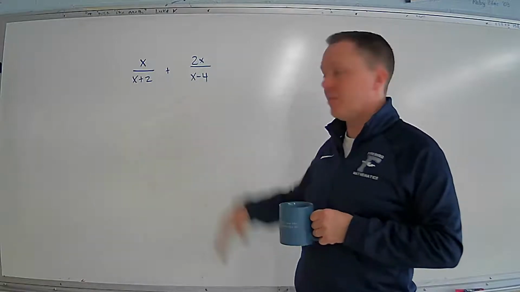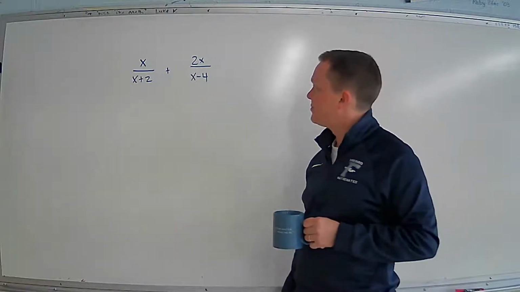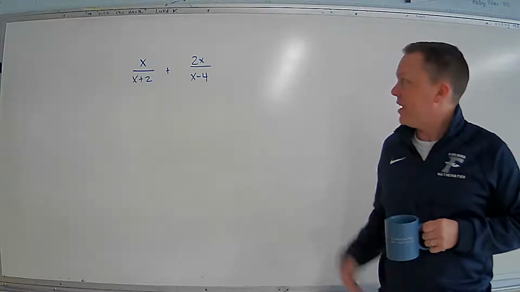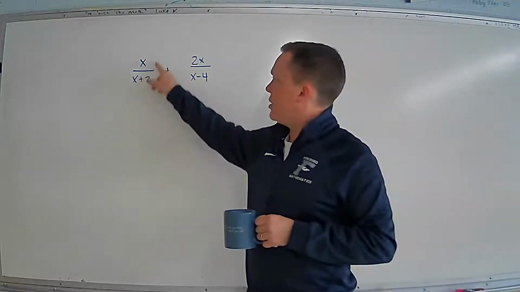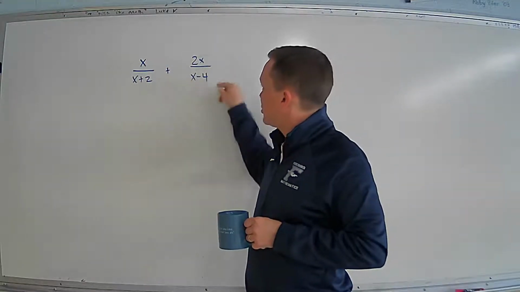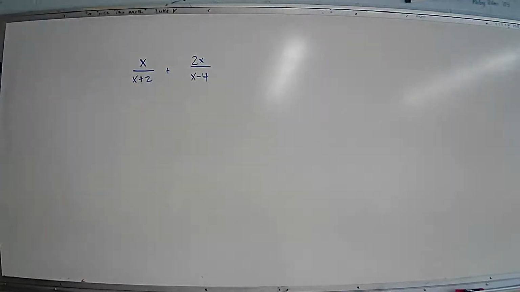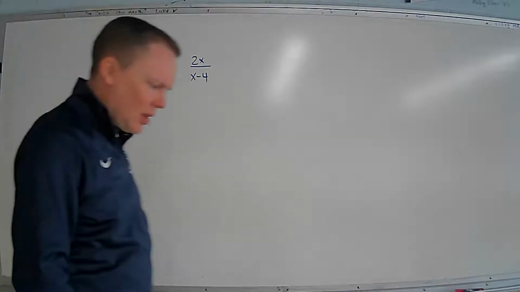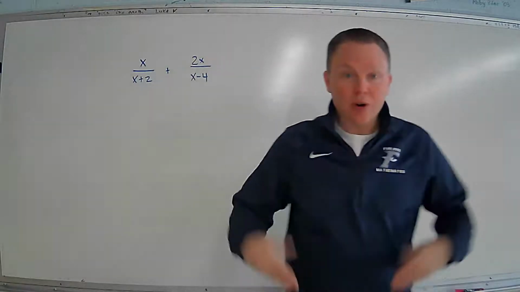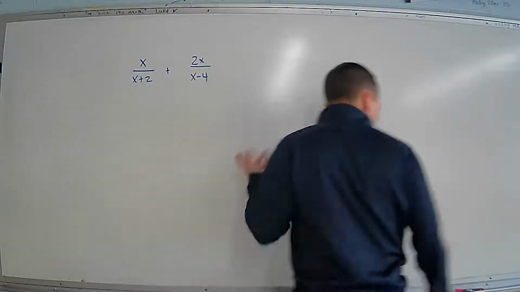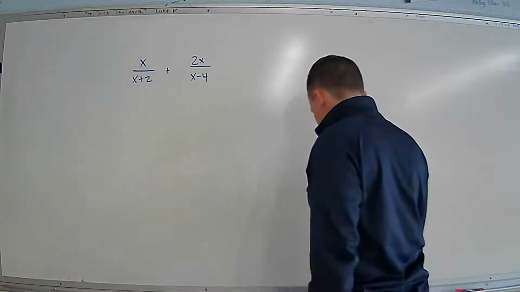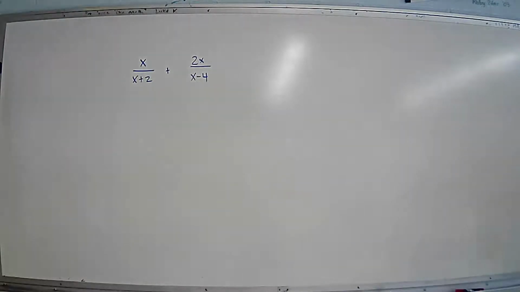So if you see on the board here, I've got an algebra problem: x over x plus 2 plus 2x over x minus 4. This isn't really a calculus problem right now. Like I said, this is an algebra problem. So we're going to go ahead and do this arithmetic like it says. We're going to add these two fractions. You'll see why. Sorry, I had to go and get a marker.